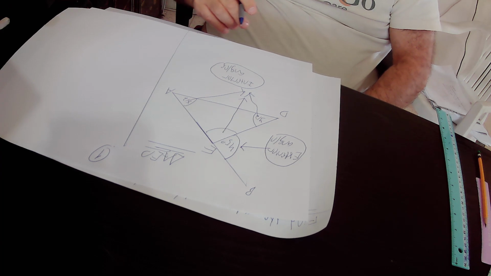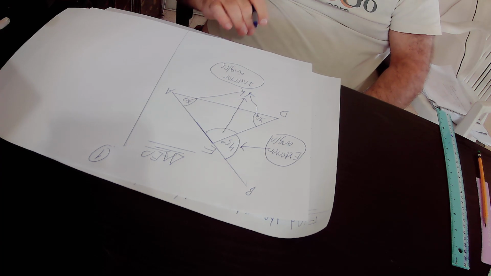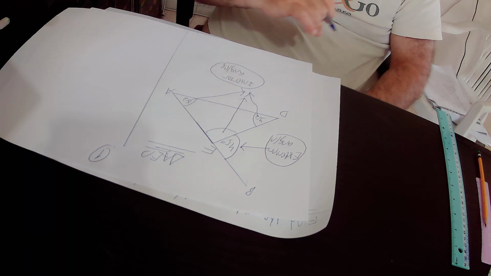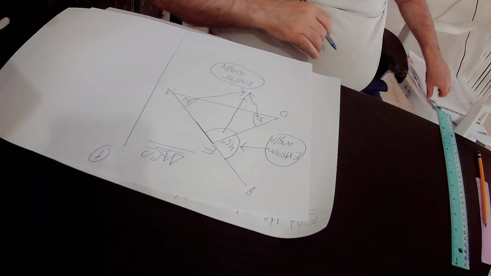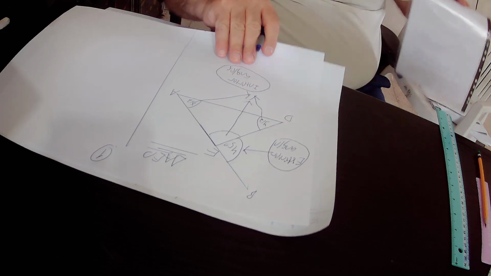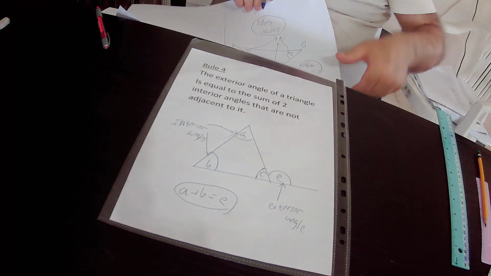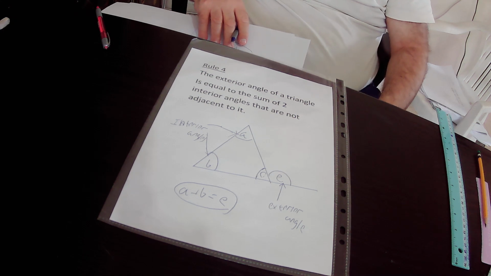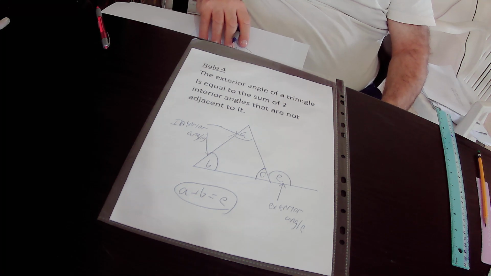So in the next step, I present to you rule 4, and we'll implement rule 4 in this triangle, triangle AED. According to rule 4, the external angle of a triangle is equal to the sum of the two internal angles that are not adjacent to it.